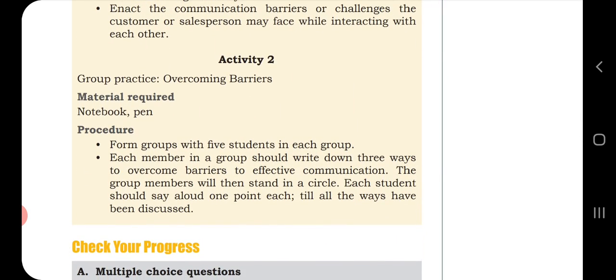Second activity is write down 3 ways to overcome barriers to effective communication. So this also you will have to do on your own. You can write 3 different examples where somebody has overcome the barriers. 3 ways to overcome barriers to effective communication. Okay, so the group activity we cannot do. So just write it and send it to me.